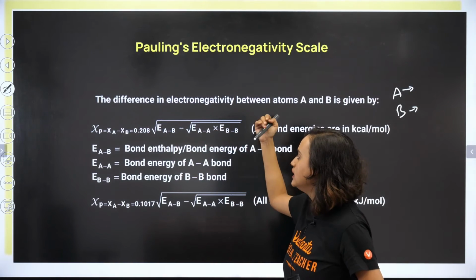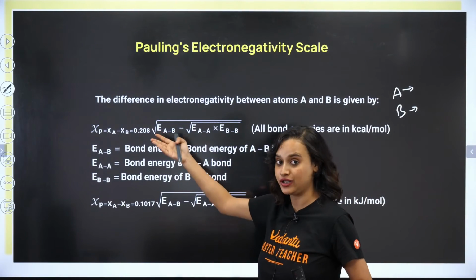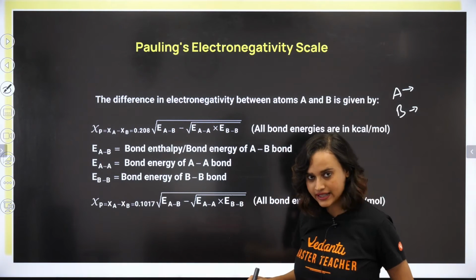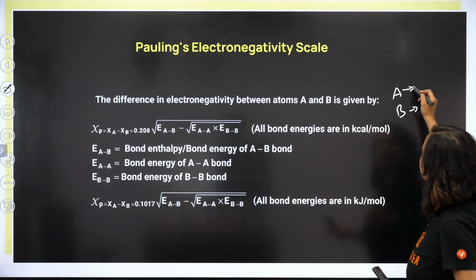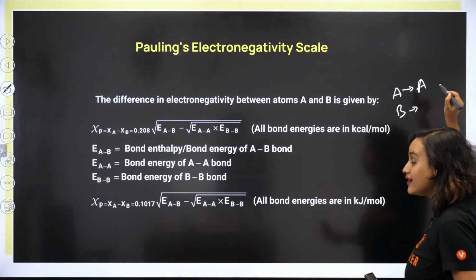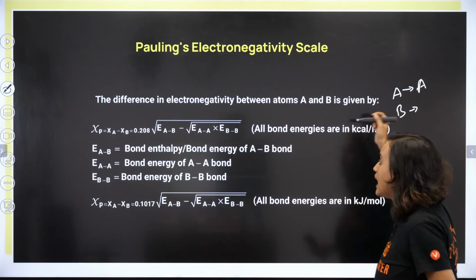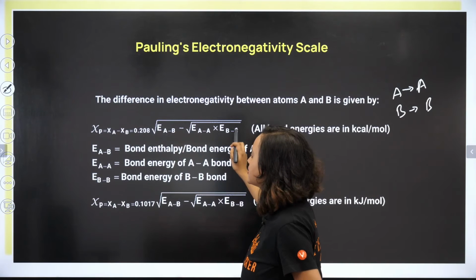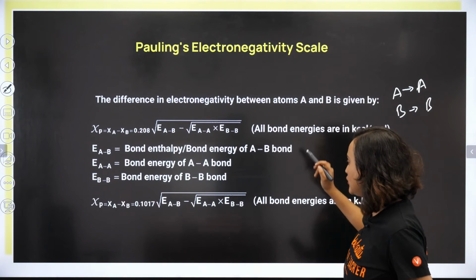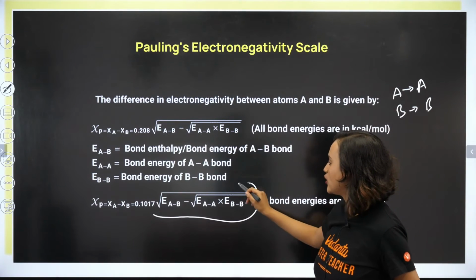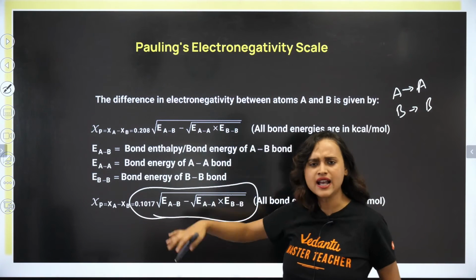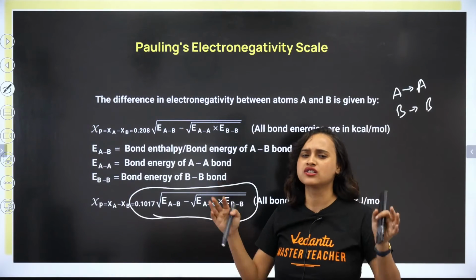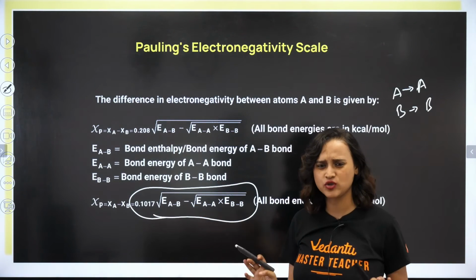E_AB is the bond dissociation energy or bond enthalpy. Minus, again a root over, you're writing AA, as in if this atom is bonded to another atom of the same kind, how much energy do you have to give? Multiplied by BB here as well. So this is the formula that Pauling came up with. It has to be derived, of course, but we are not going to get into that right now because it's just too much. You don't have to know about this. You know this formula, that's more than enough.